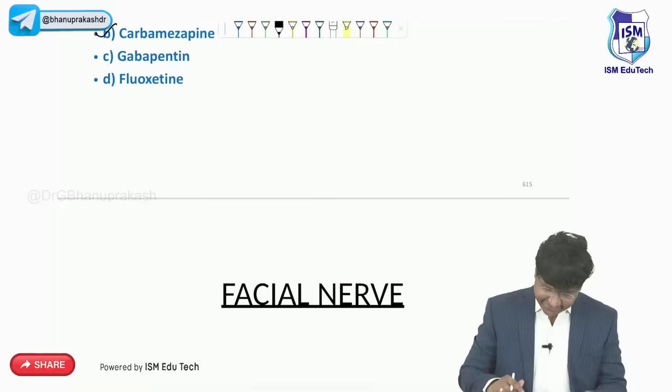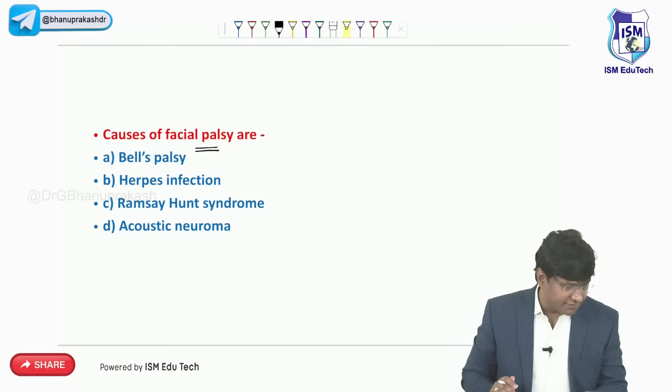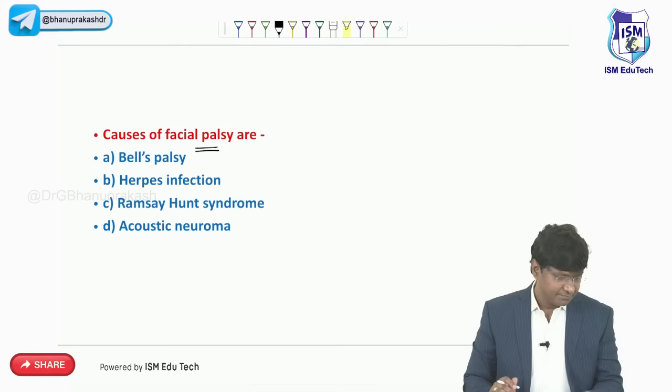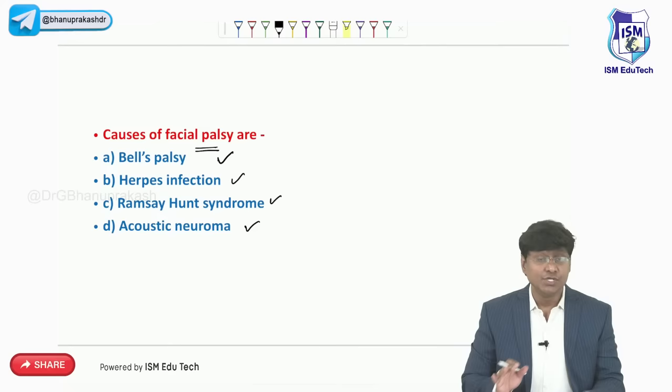Okay. Right. Then coming to the next, facial nerve palsy. Which is the cause of the facial nerve palsy? Any one of you? The answer is all of the above. Very good, Yogesh Sharma. So all of these can cause facial nerve palsy.